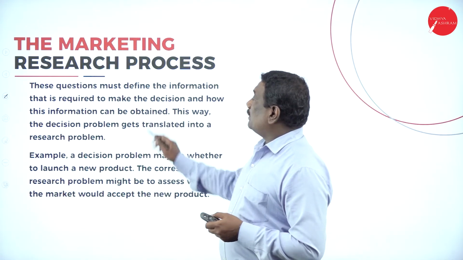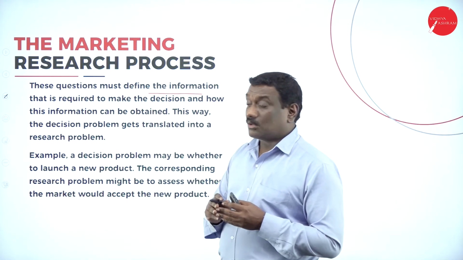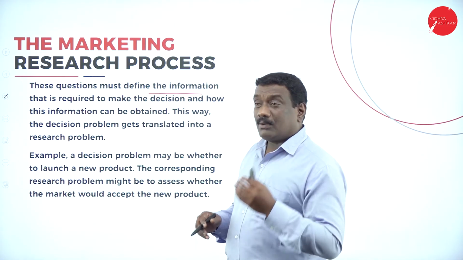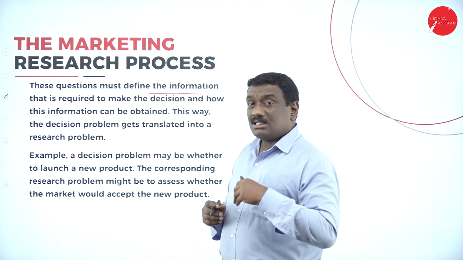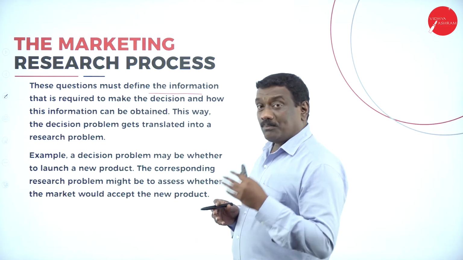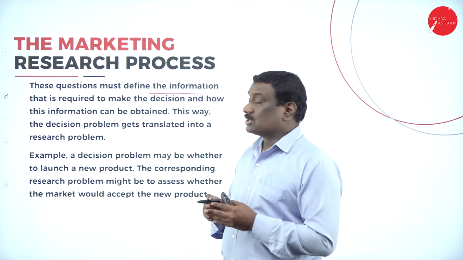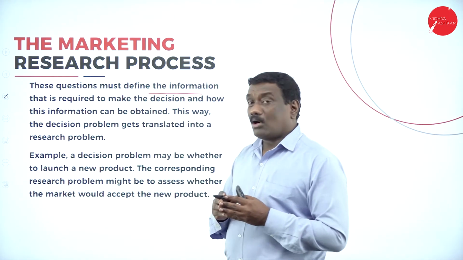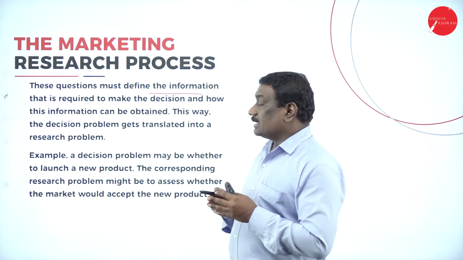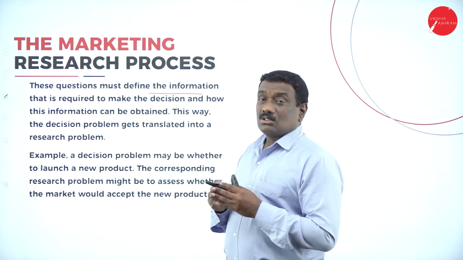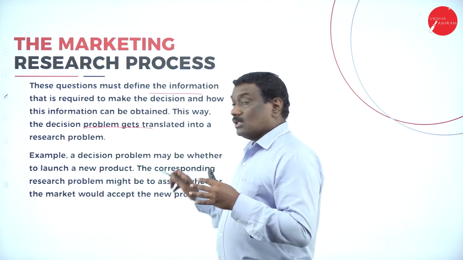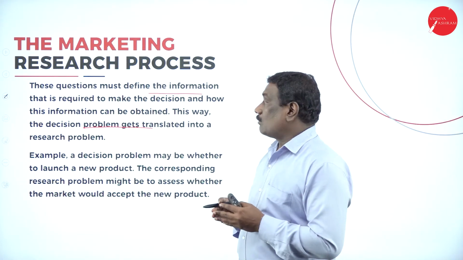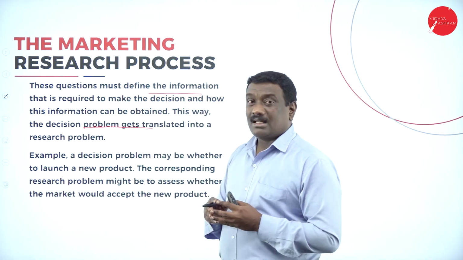Now, this question must be defining the information that is required in order to make a proper decision, and also how this particular information can be obtained, that is, through which sources. Now, this decision problem gets translated into a research problem. So, this decision problem will surely be translated into a research problem in the process of marketing research.